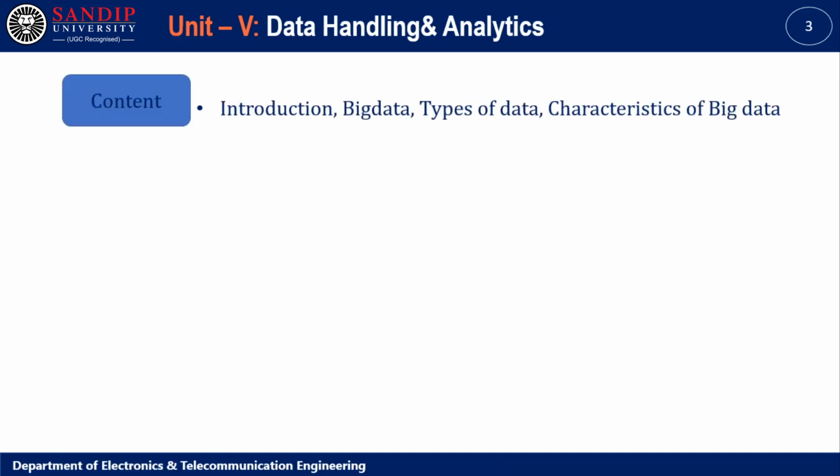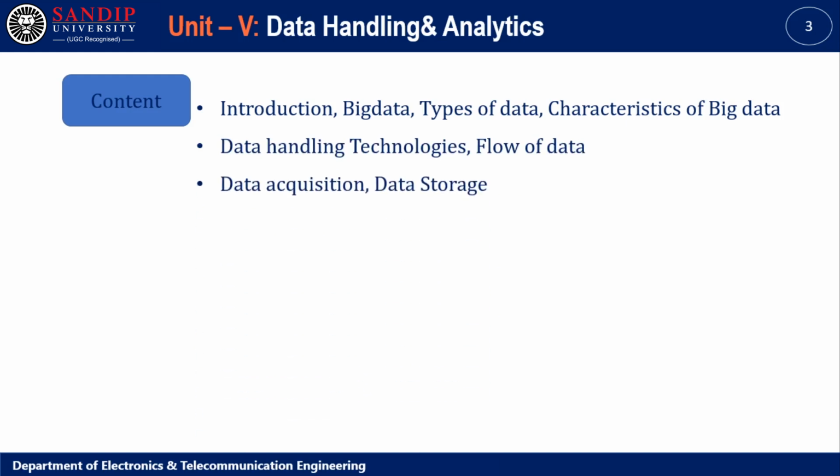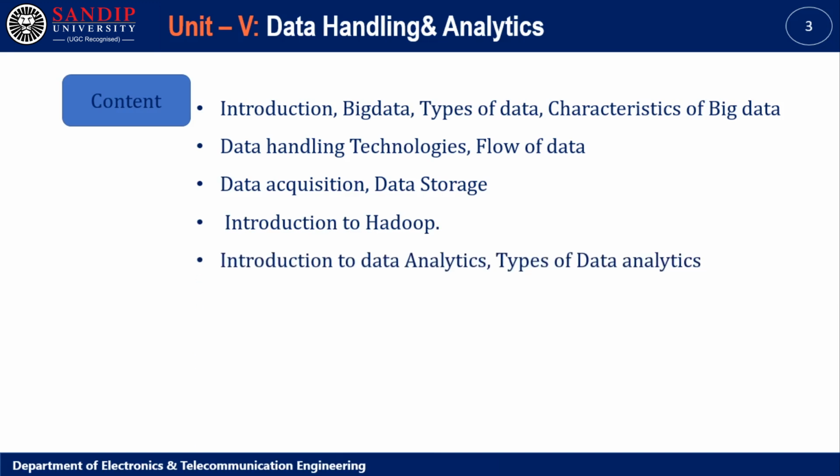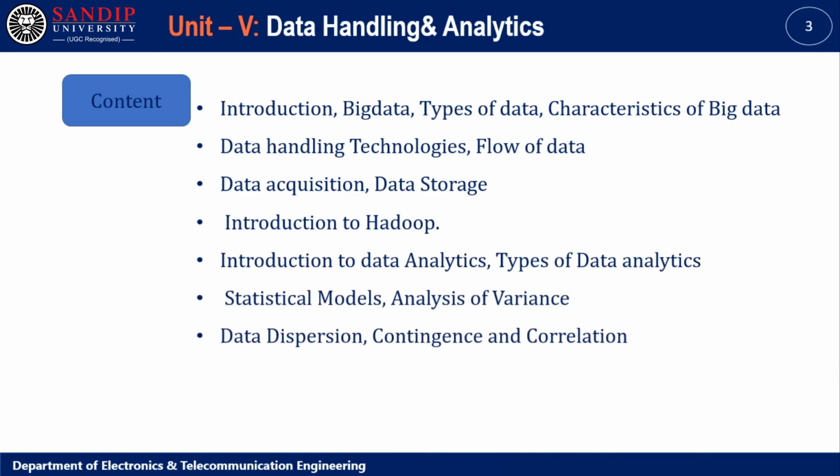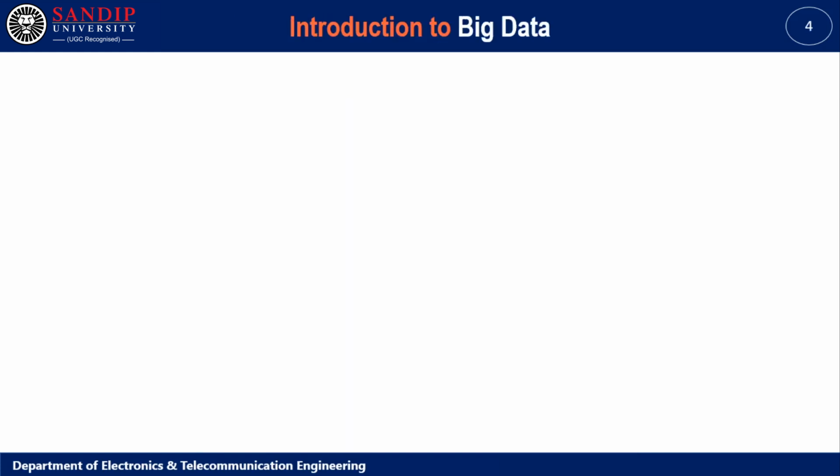In Unit 5, the contents are Introduction to the Big Data, Types of Data, Characteristics of Big Data, Data Handling Technologies, Flow of Data, Data Acquisition, Data Storage, Introduction to Hadoop, Introduction to Data Analytics, Types of Data Analytics, Statistical Models, Analysis of Variance, Data Dispersion, Contingence and Correlation, Regression Analysis, Precision and Error Limits.